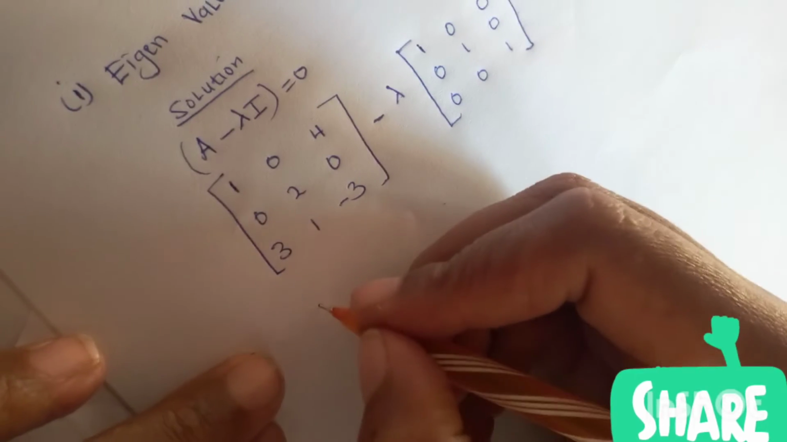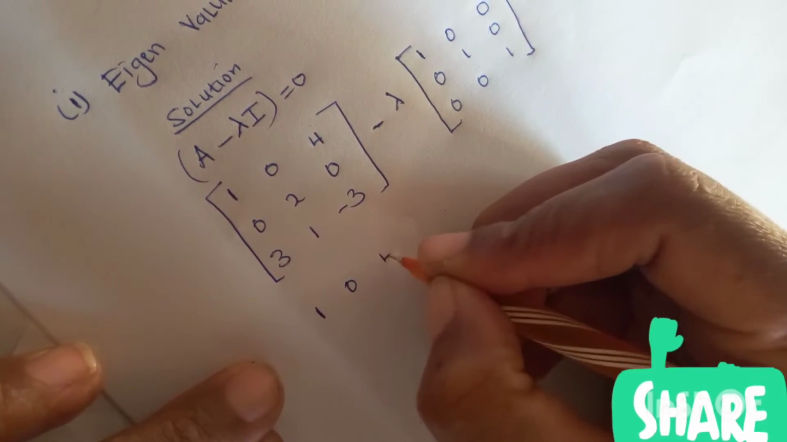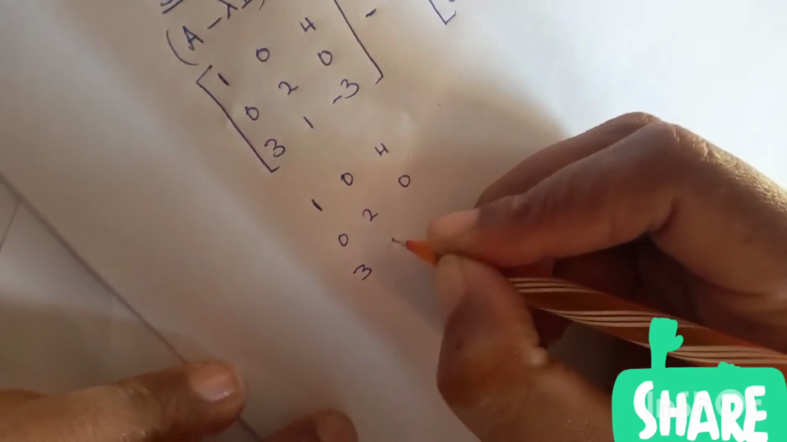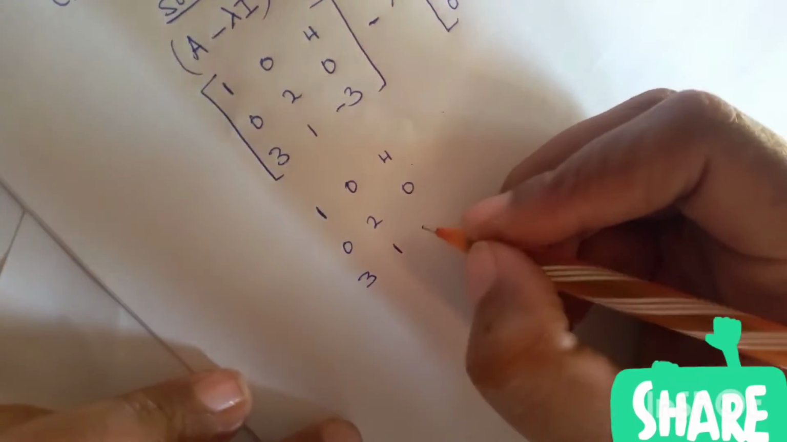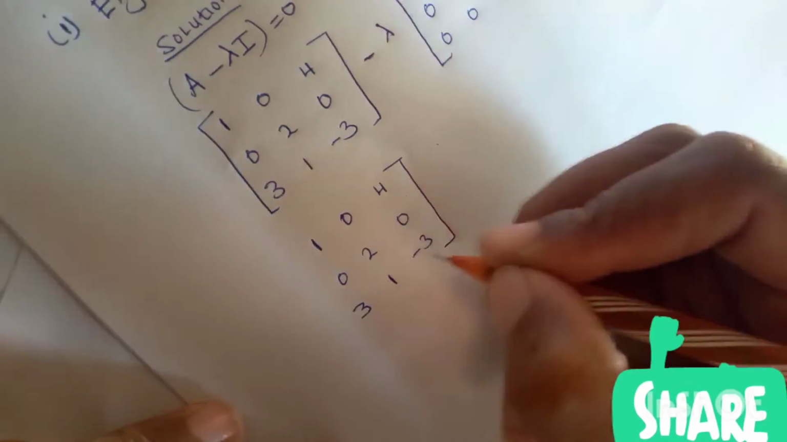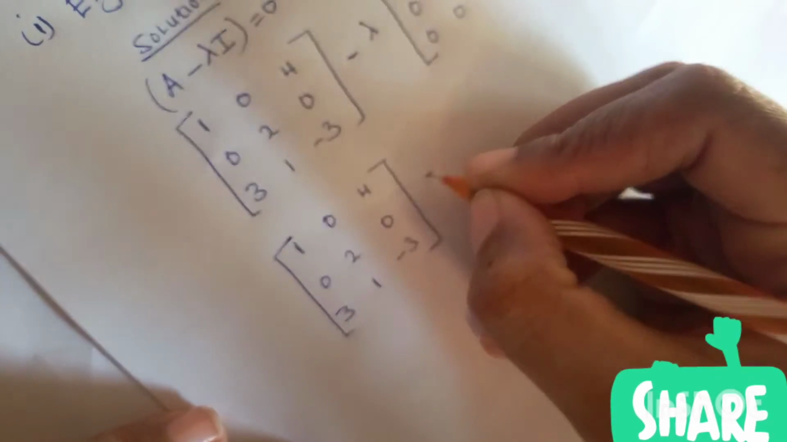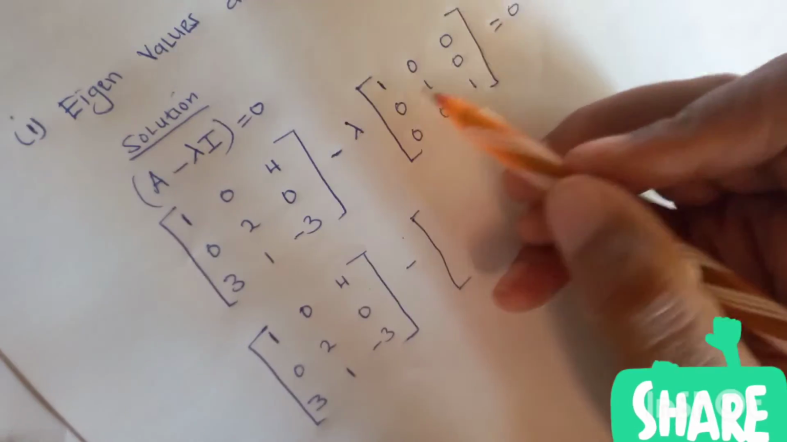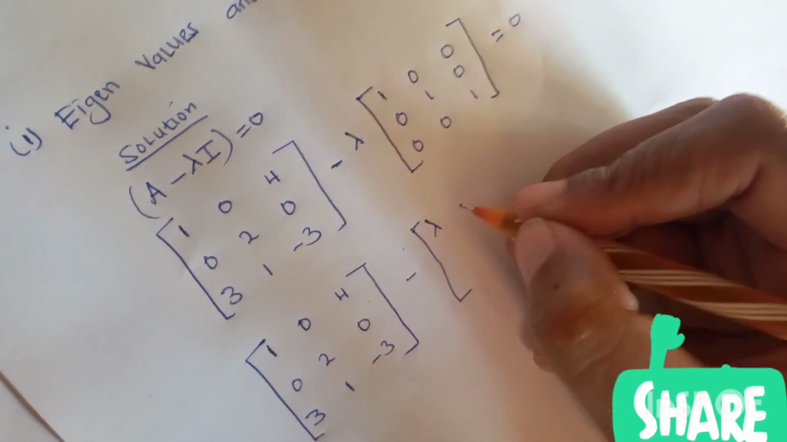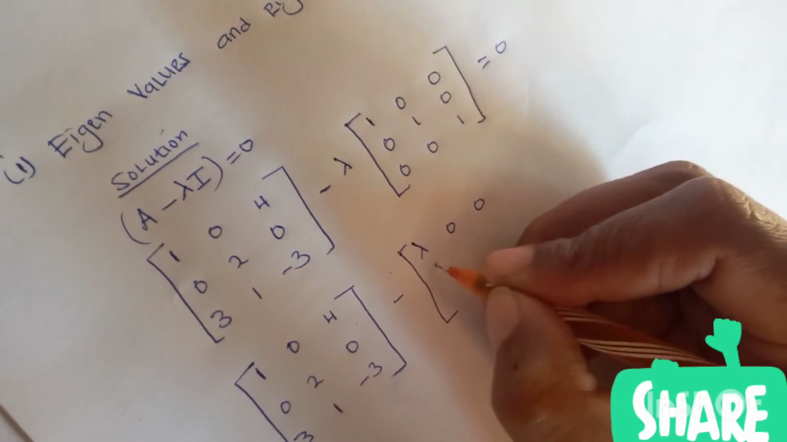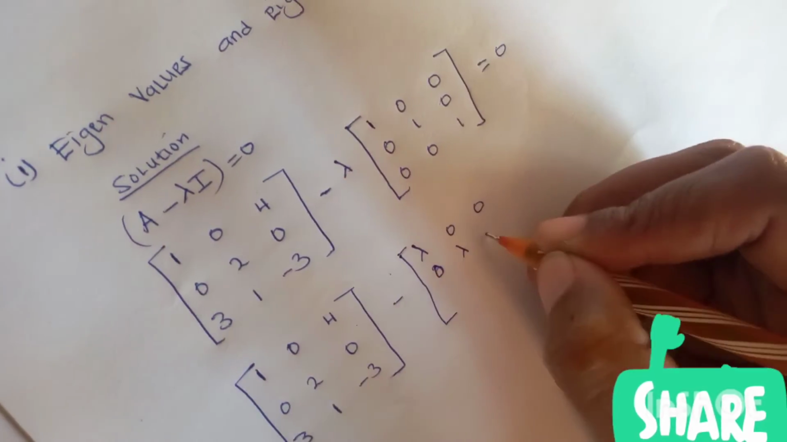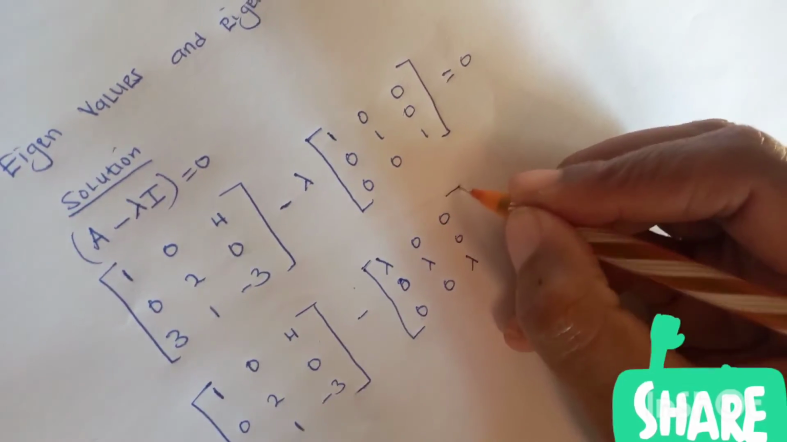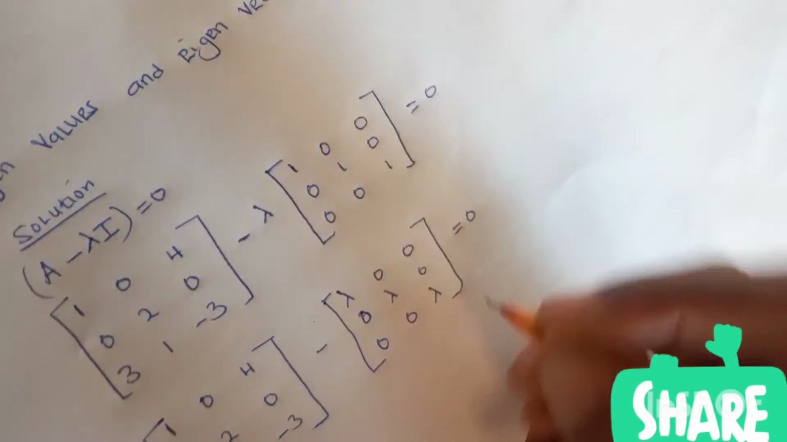So we are going to have [1 0 4; 0 2 0; 3 1 -3]. We minus the product of our eigenvalue with the identity matrix, that is [alpha 0 0; 0 alpha 0; 0 0 alpha], equals 0.